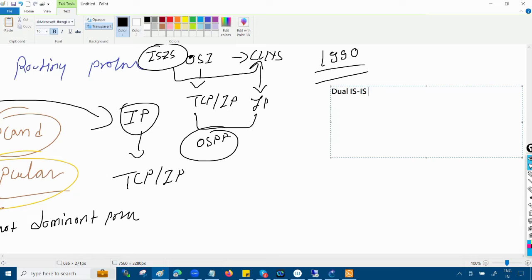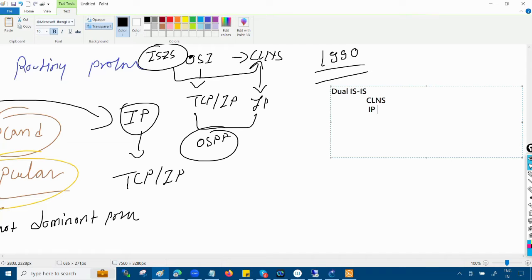Why do I call it dual? Now this ISIS protocol we can implement for CLNS. We are still in the 90s, when people were using CLNS, and we can use it for IP too. It means I can use the ISIS protocol for OSI, and at the same time I can use the ISIS protocol for TCP/IP. That's how the history came.